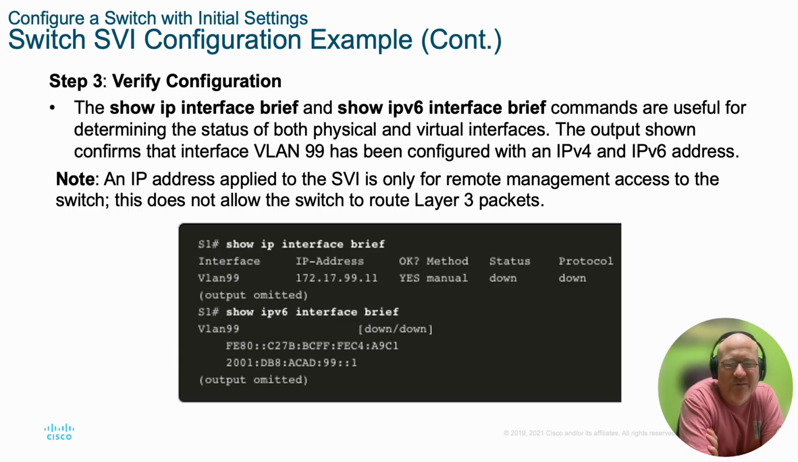And it's correct, it doesn't allow the routing of layer 3 packets because you've got to set other things up on the device to do that. You've actually got to set up switch ports and you've got to set up IP routing amongst other services. So it is a virtual LAN and it is a remote access interface, not a routing interface.